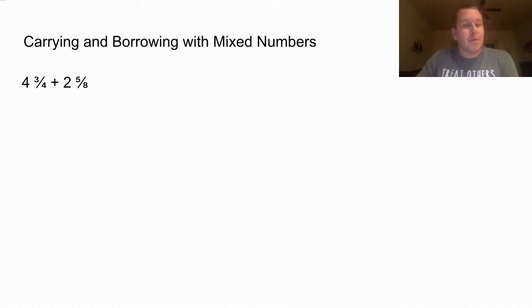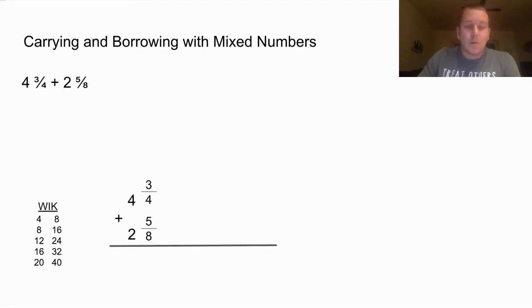So we have 4 3/4 plus 2 5/8. We would stack these two numbers on top of each other. We would find our LCD. So the LCD would be 8. Something I do notice is that another common denominator could be 16. We want to choose 8 so we don't have to simplify as much at the end.